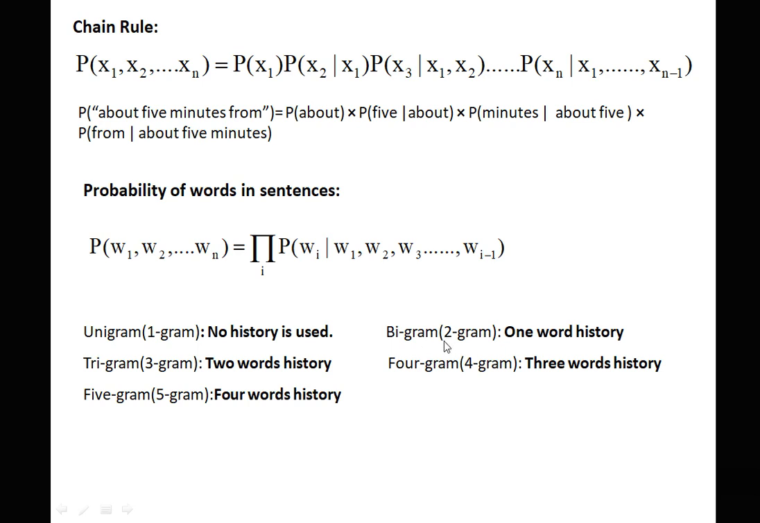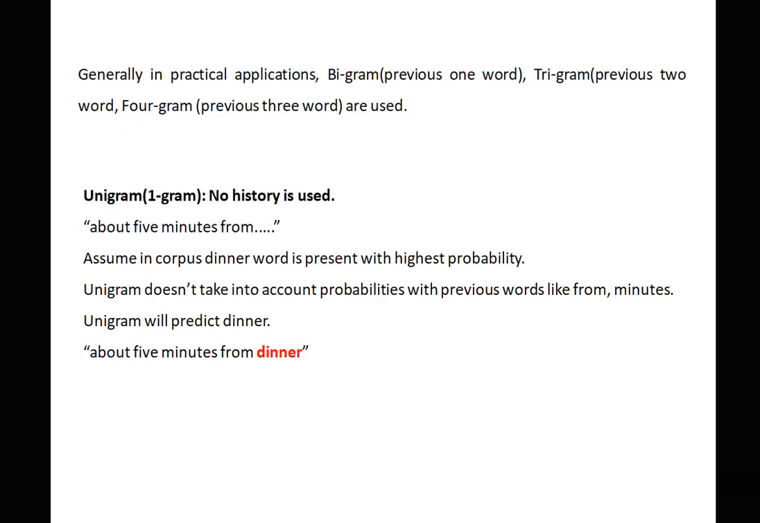Bigram model, that is 2-gram, one word of history is used, that is i equal to 2. So W2 depends on the previous word, that is W1. In trigram, 2 words of history are used. In 4-gram, 3 words of history are used, and like this it extends up to n-gram. So in n-gram, up to n minus 1 words of history are used. Generally in practical applications, bigram, trigram and 4-grams are used. Now we see each gram with a proper example and the formulation.